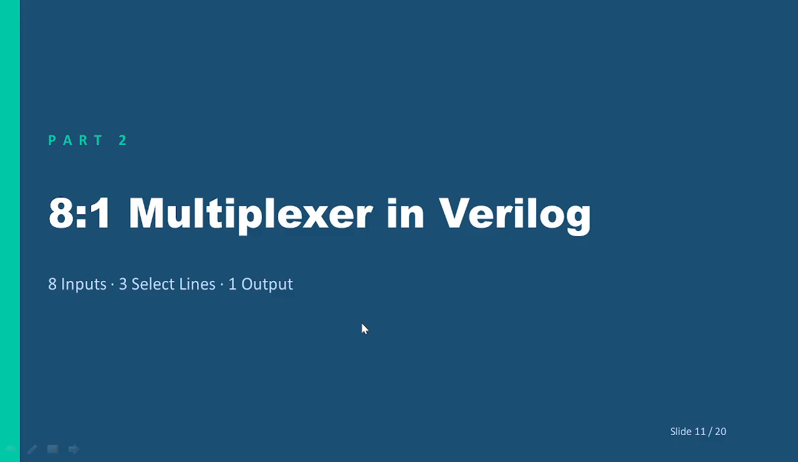Next we are going to 8 is to 1 mux. If you know everything about 2 is to 1 mux and 4 is to 1 mux, then 8 is to 1 mux will be easy. We can cover this 8 is to 1 mux in 10 minutes, so we can wind up our class.